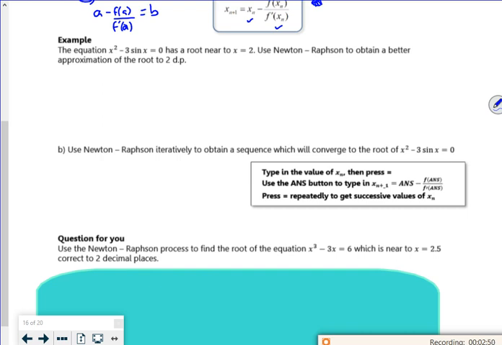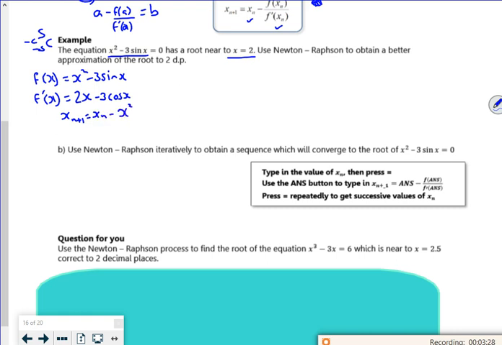Right, so let's have a go at this one, then. So it says I want to solve it. It has a root near 2, so that's my start point. So I know that f of x is x squared minus 3 sine x. And I know that f dash of x will be 2x, so sine, cos, minus sine, minus cos. So differentiate by the sine is minus cos. Now what I want to do for the first one is sub it all in, make it look really nice. So x to the n plus 1 is x to the n minus f of x, which is x squared minus 3 sine x, all over 2x minus 3 cos x.